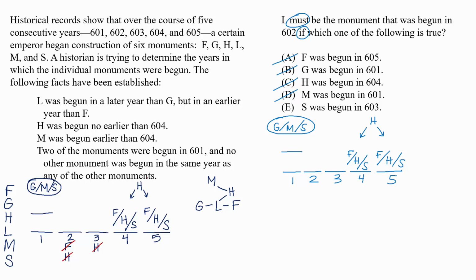And finally, E tells us that S was begun in 603. Well, if S is in 603, that means that 601 has to be GM as a pair. And since F and H would have to be the two that are in 4 and 5, that forces L to be in 602. Or you can think of it as there's nowhere else that L could go, because if we tried to put L in 604, for example, that would put F into 605, and then H would be dangling in limbo somewhere. So E is the answer that forces L to be the monument that was begun in 602.